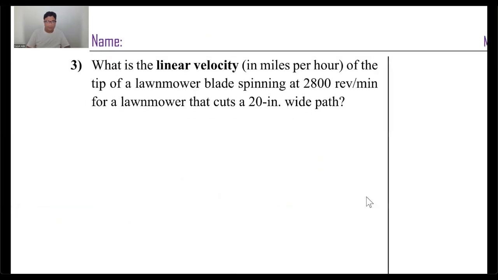Another problem. What is the linear velocity in miles per hour of the tip of a lawnmower blade spinning at that speed, for a lawnmower that cuts a 10 inch wide path?